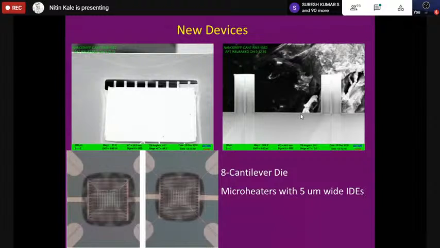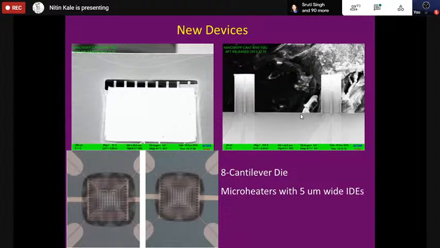What we are also doing now is we are making some new devices. We have made cantilever dies in which you have 8 cantilevers per die, and you can then go for detecting multiple gases if you want, or multiple volatile organic compounds if you want to play with. If you want to play with different coatings, you can do that with an 8 cantilever die. This is one.